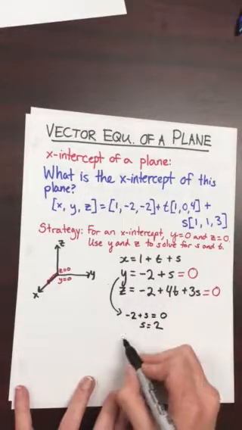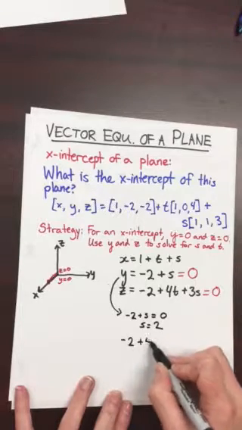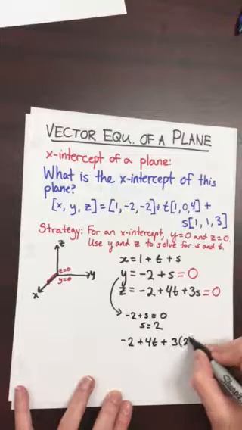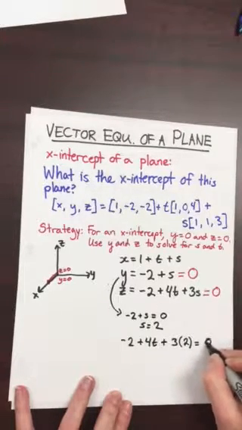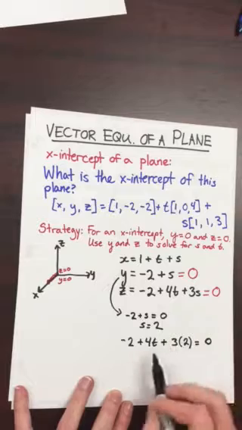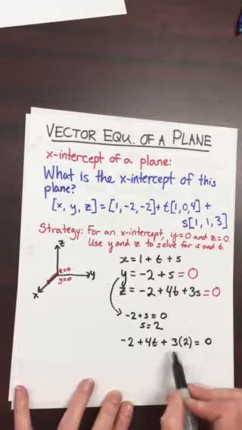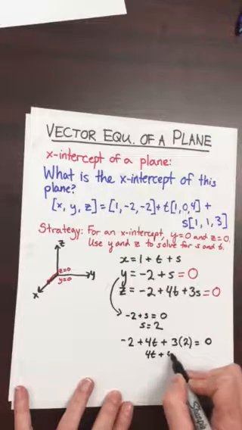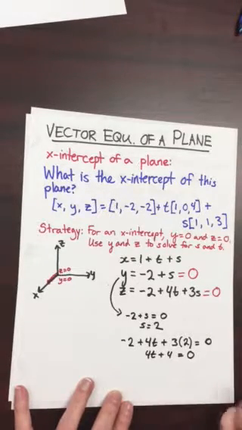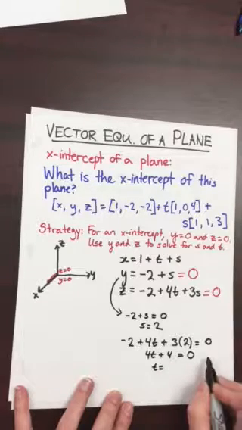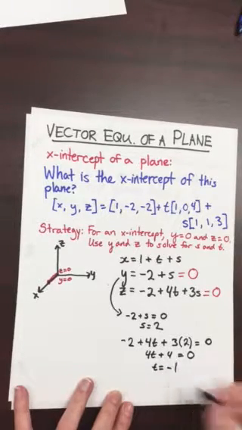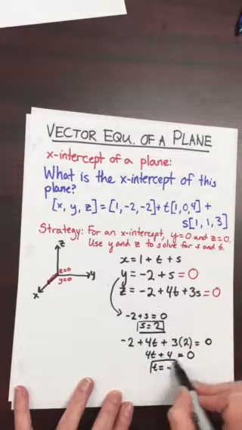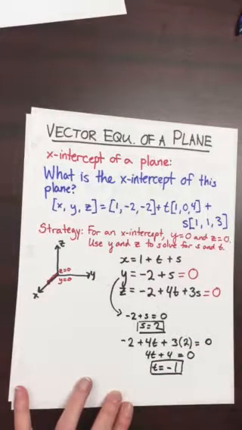Next, I'm going to solve the z equation. So I've got negative 2 plus 4t plus 3s, but I know what s is already. S is 2, and that equals 0. It's a little bit of combining the two equations. So let's add this all up. So we've got 6 minus 2 is 4. So I've got 4t plus 4 is equal to 0. Solve for t. We're going to move the 4 to the other side and divide by 4. We get t is negative 1. So what I have is s equals 2 and t equals negative 1 at the x-intercept.